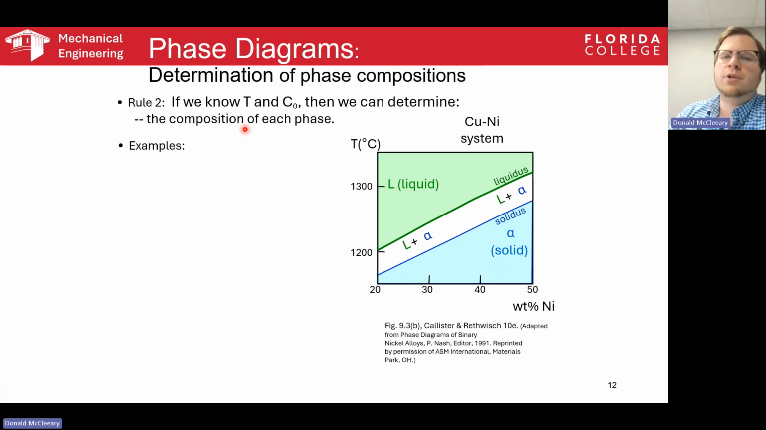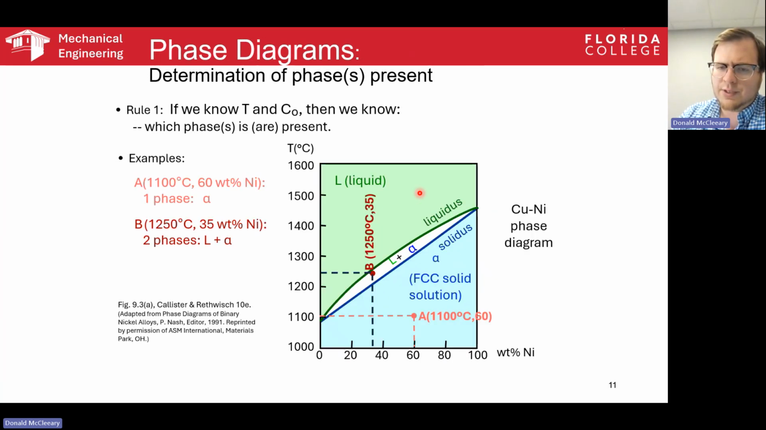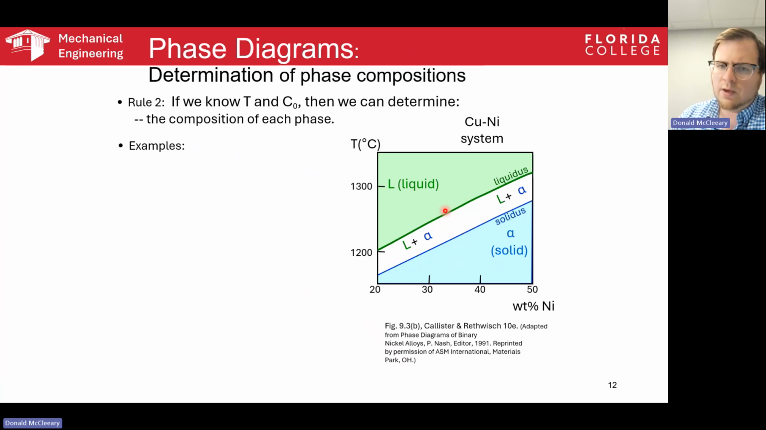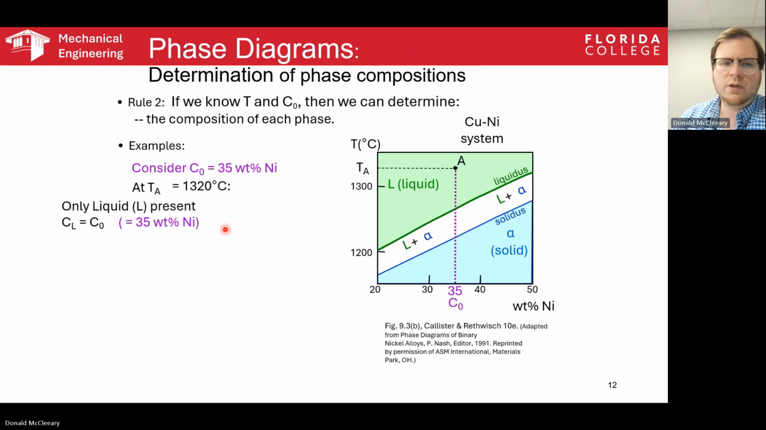So if we know temperature and concentration, then we can determine the composition of each phase, right? So you'll notice this picture is a zoomed in version of this picture right here. So we're at this one where there's a much wider gap. We've just zoomed in. We're between 20 and 50 and what is that, 1100 to 1500 degrees Celsius. But what we're going to do is we're going to pick a point and then we're going to draw what's called a tie line. So we have 35 weight percent concentration of nickel.